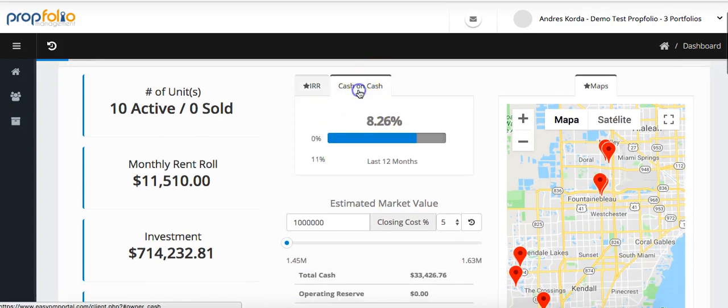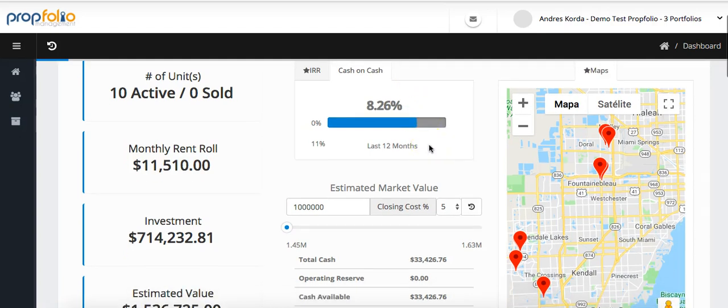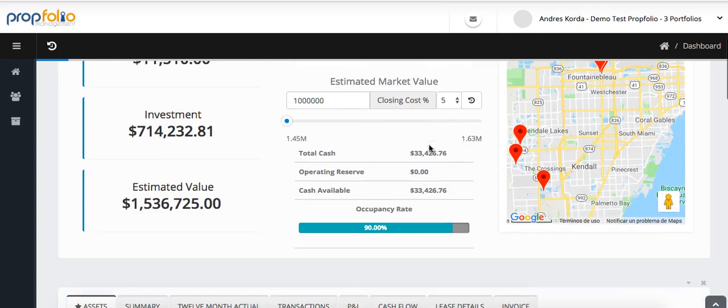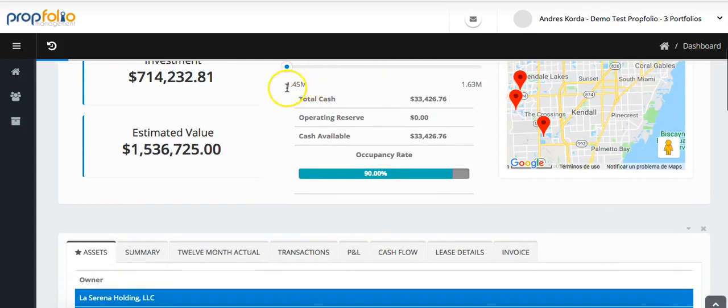Now the cash on cash does stay constant, because it doesn't matter how much you sell for. The cash on cash, which is the other metric over here, which in this case is 8.26 at this particular moment, reflects all the income and expenses for the investor, and on a yearly basis it provides that cash on cash, which is pretty close to what a cap rate would be. So you have the total cash available in the bank for this particular portfolio, and you can, as an investor, request the money to be taken out from the system and from the bank account and transferred to yourself.